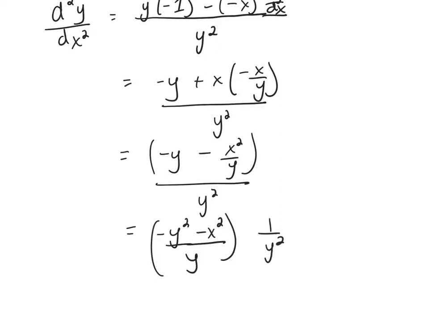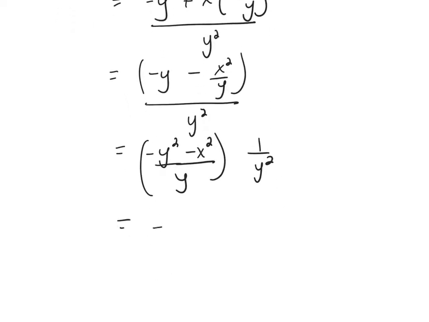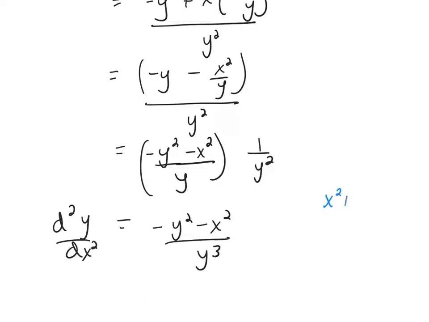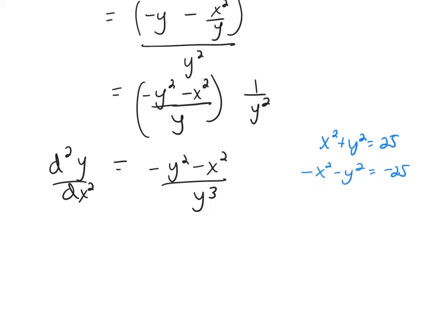So then we're really getting minus y squared minus x squared over y cubed. This is our second derivative. But remember the equation we started with was x squared plus y squared is 25. And if I multiply this equation by a negative 1, we see that we get the numerator. So here I can plug in negative 25 over y cubed, and there's my second derivative.